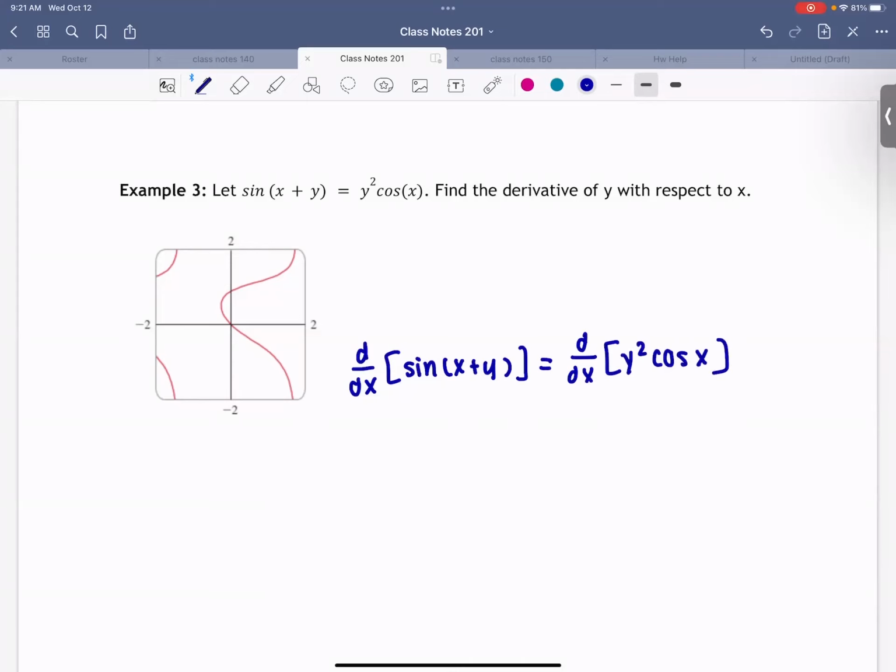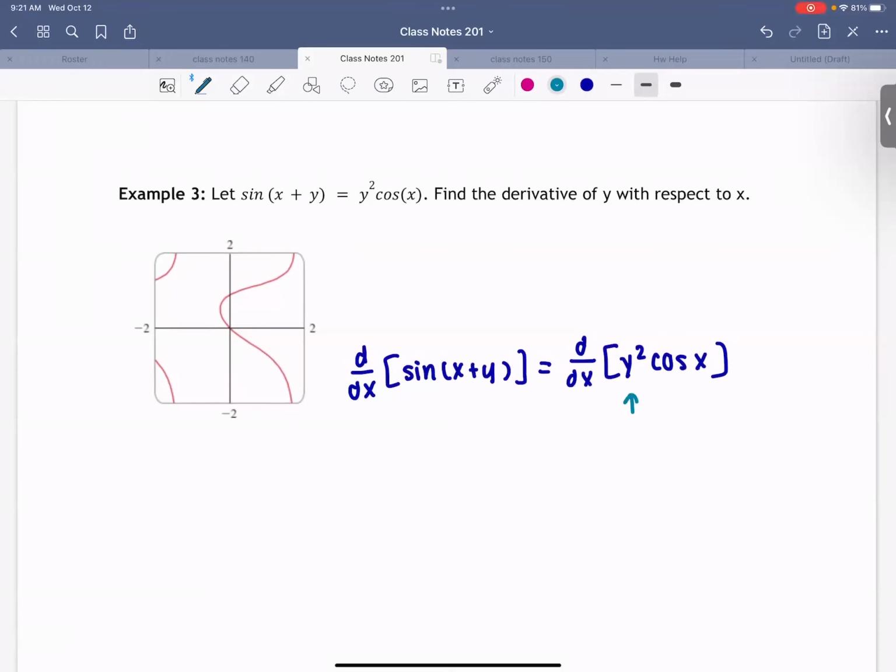Okay, let's just talk about strategy here. Looking on the right, what strategy do you think I'm going to use for y squared cosine x? Product rule, just like we did on the last example, right? So that's definitely product rule because we have two things being multiplied together. What do you think we're going to do on the left? Chain rule, right? It looks like we have an inside, x plus y, and we have an outside, which is sine. So it looks like this one's going to use the chain rule.